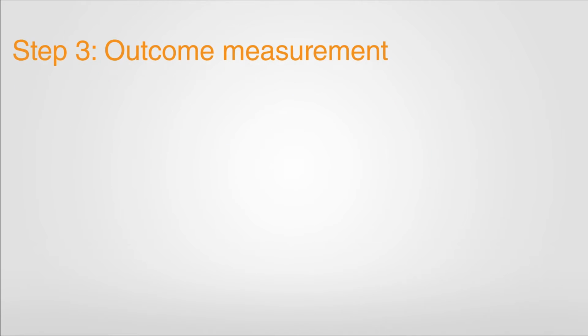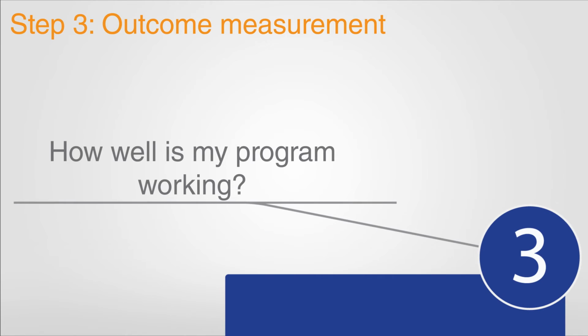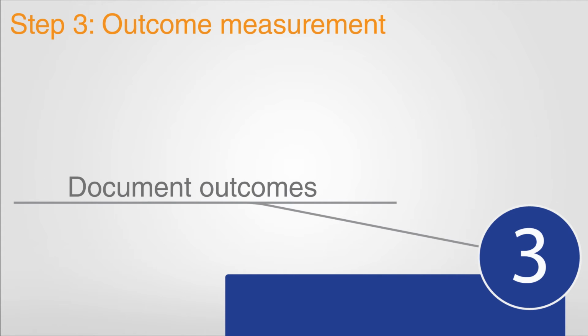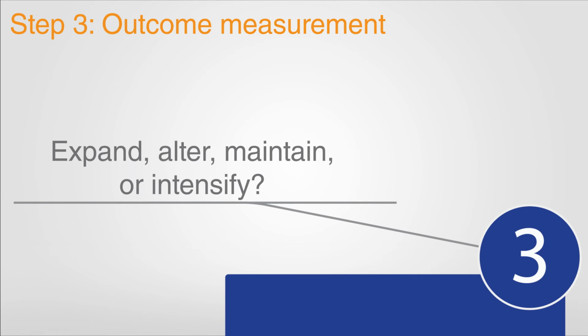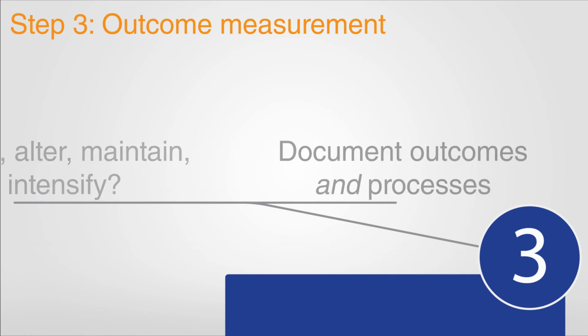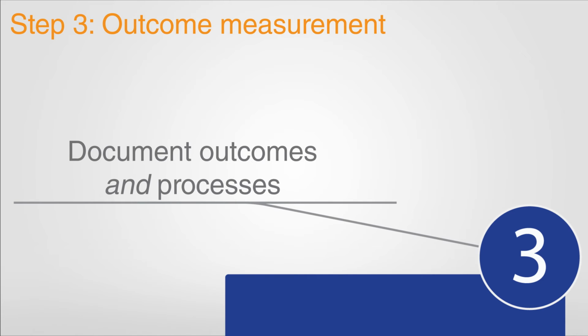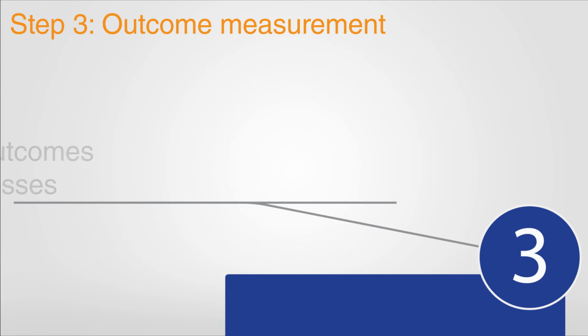Next, ask, how well is my program working? If you're doing the activities you planned in a way that aligns with your logic model and theory of change, you want to document the changes you expected and measure outcomes to show that your program works. This will help you decide whether you should expand your services, alter, maintain, or intensify them, or revisit your logic model and theory of change. At this stage, your program should be able to document the outcomes of its interventions and its processes, such as fidelity with the planned model.